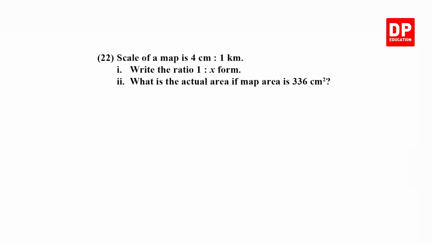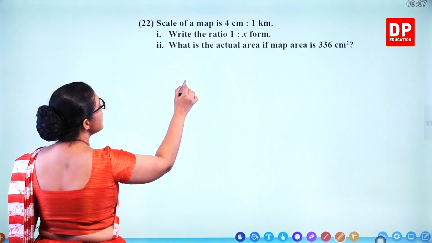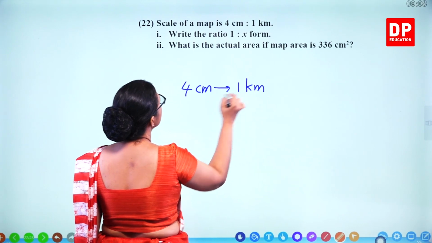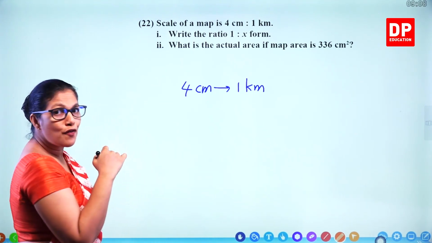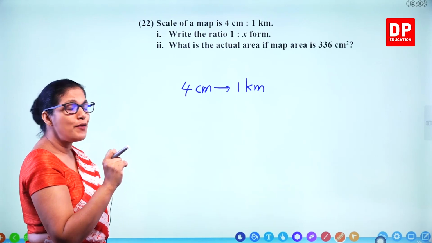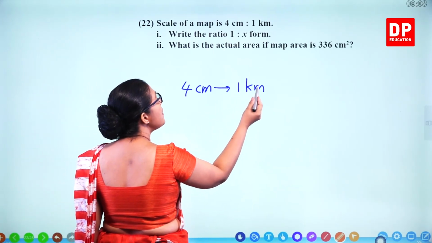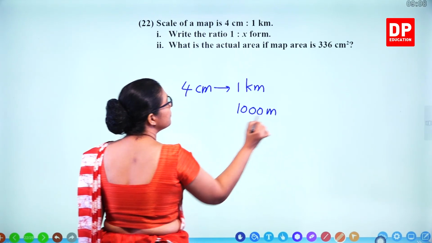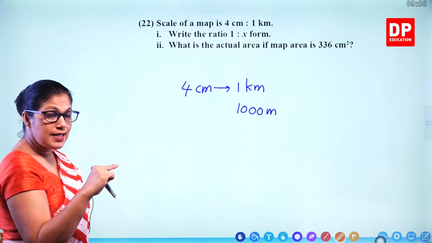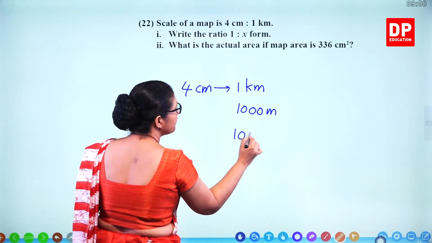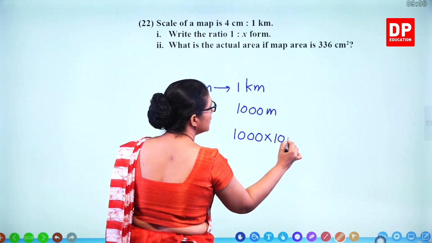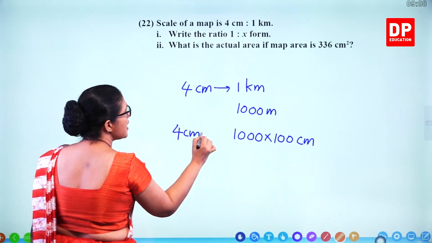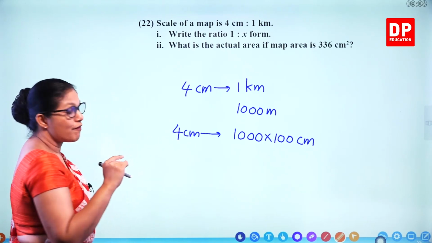Question number 22. Scale of a map is 4 centimeters to 1 kilometer. Write the ratio in 1 to x form. That means you have to convert to the same units. So how many meters are there in 1 kilometer? 1000. Then convert to centimeters. Multiply by 100. So 4 centimeters is this number of centimeters.